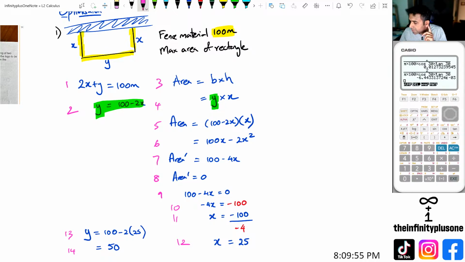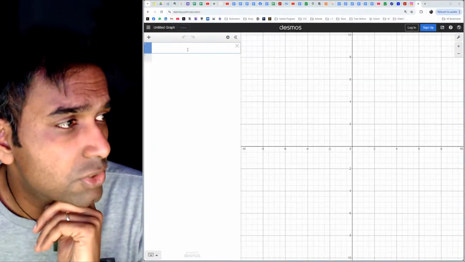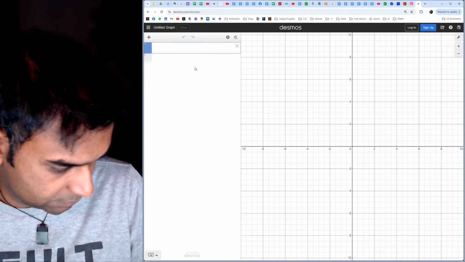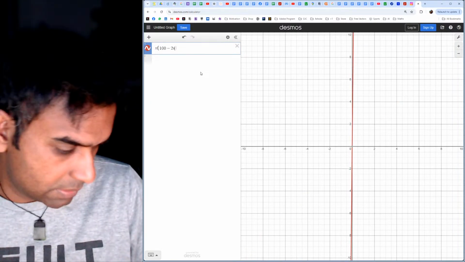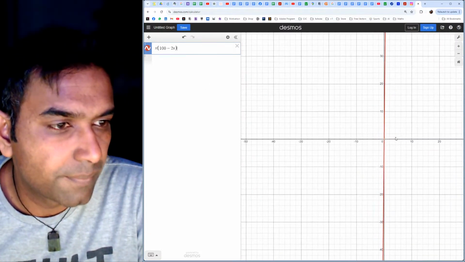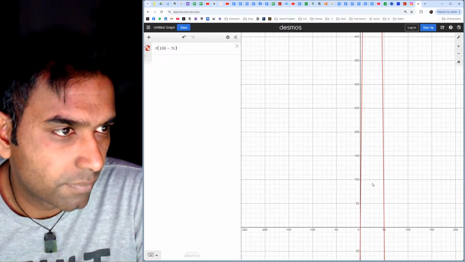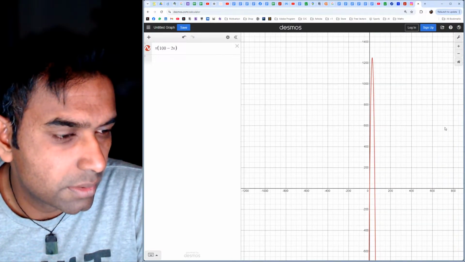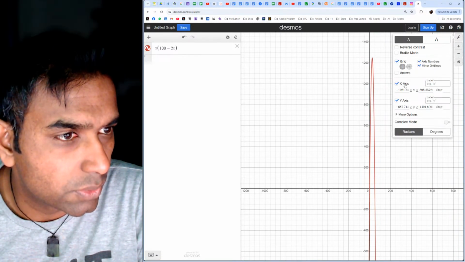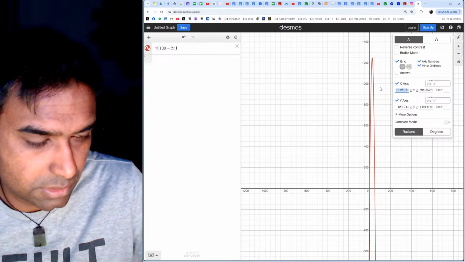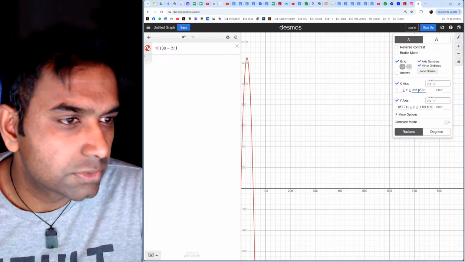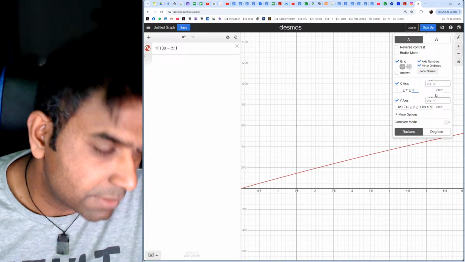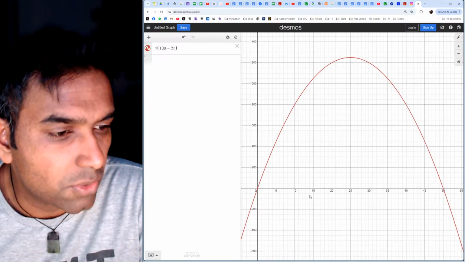Okay, so look at how this equation is 100 minus 2x and x. Now, if I was to plot this, okay, so there is my graph. Let's go x-axis is 0, and this one is 50. Let's go 60. All right.